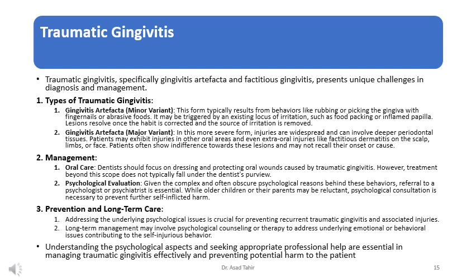Traumatic gingivitis, specifically gingivitis artefacta and factitious gingivitis, presents unique challenges in diagnosis and management. Here's an overview. Types of traumatic gingivitis. Gingivitis artefacta, minor. This form typically results from behaviors like rubbing or picking the gingiva with fingernails or abrasive foods.